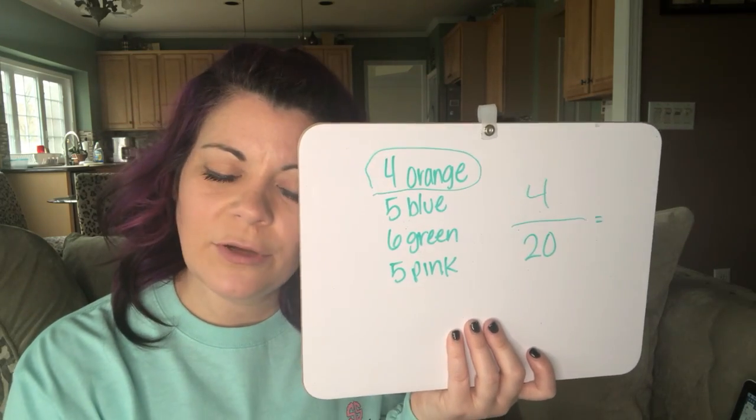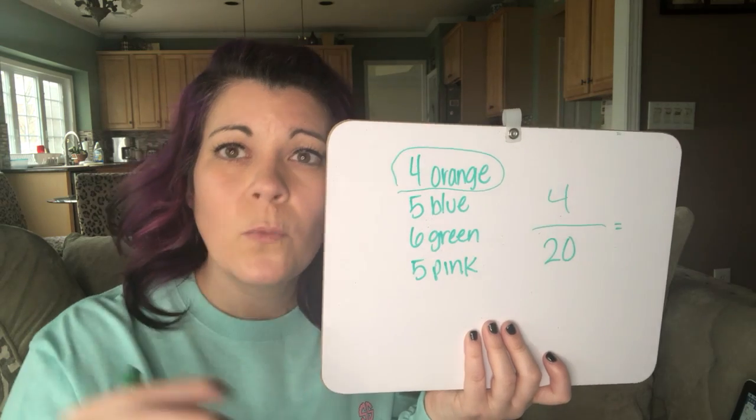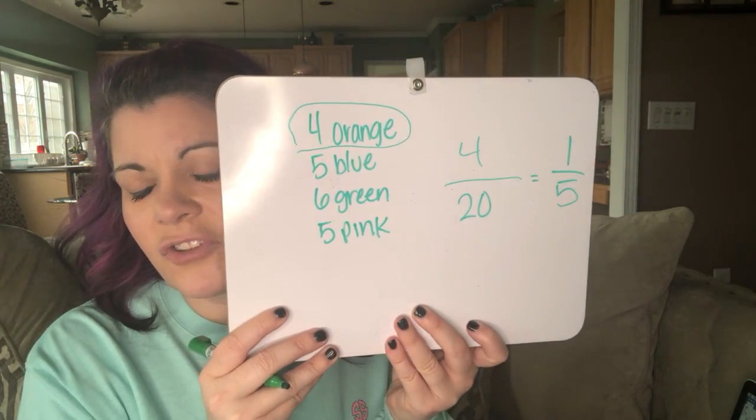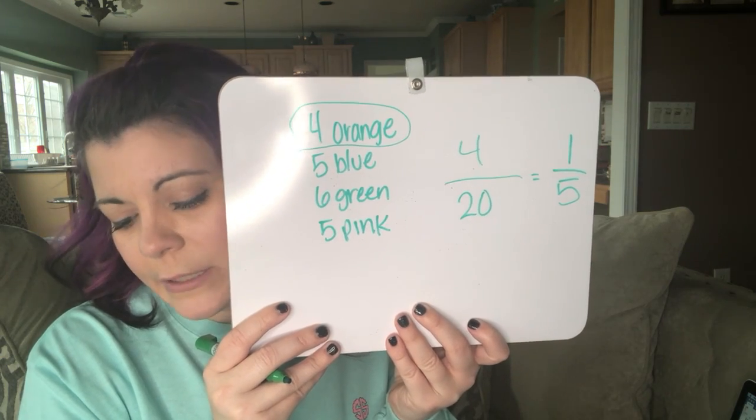But anytime we do probability, it's like fractions, we are going to reduce it. So 4 out of 20 will reduce to 1 out of 5. Okay, 4 out of 20 reduces to 1 out of 5. So she has a 1 in 5 chance of getting an orange iPod.